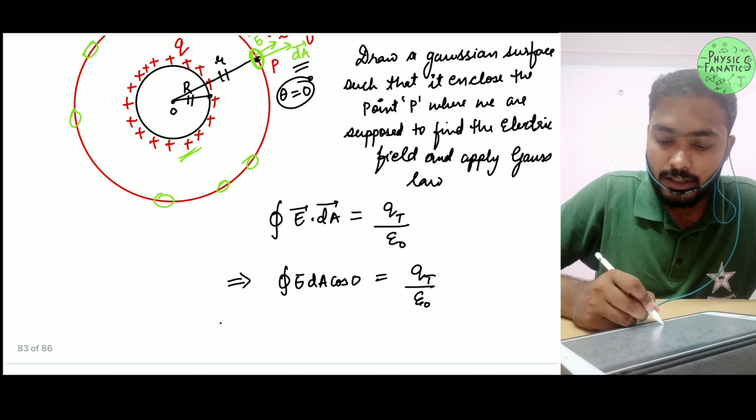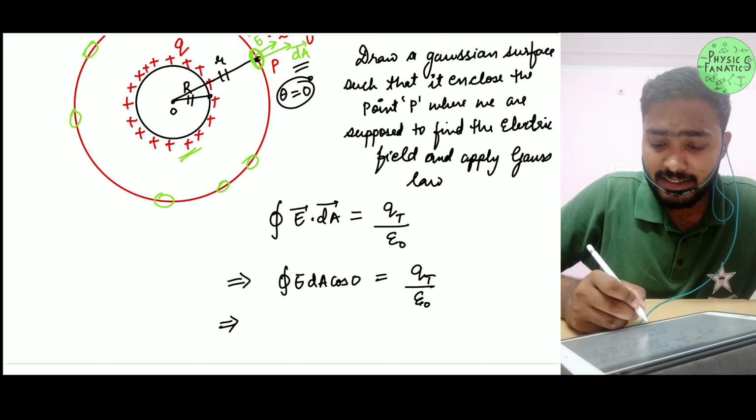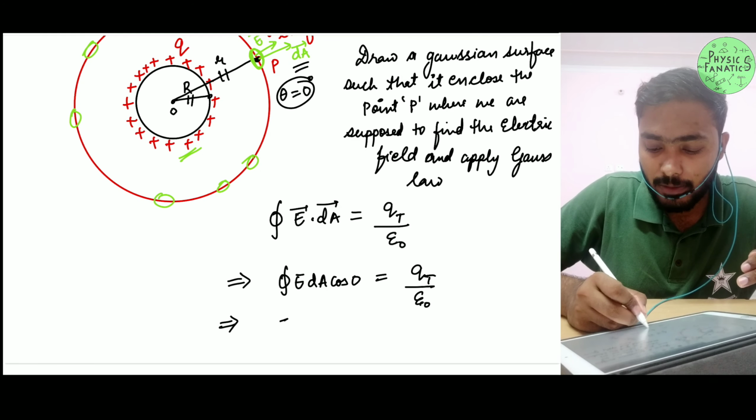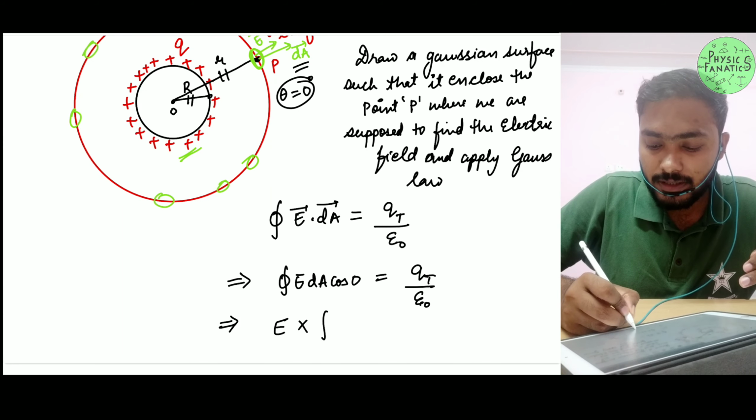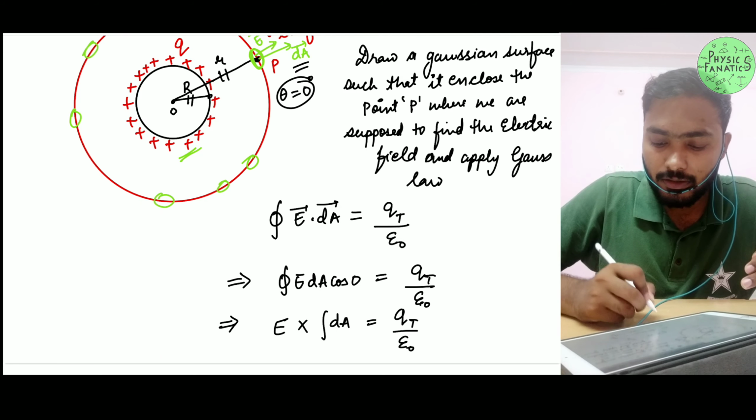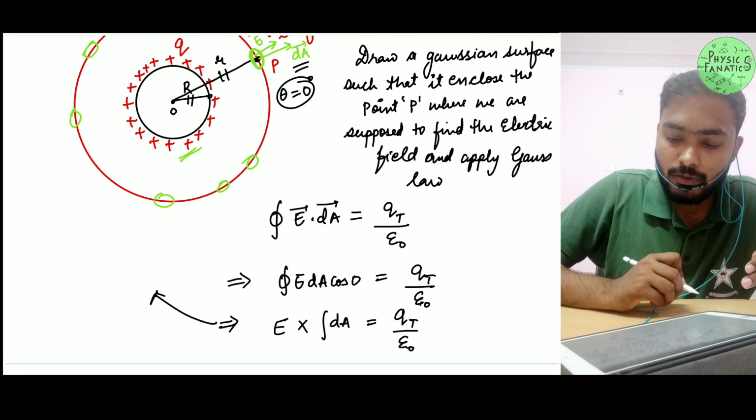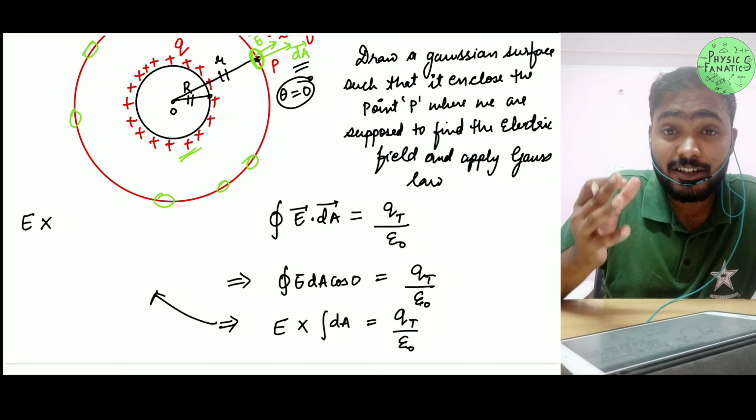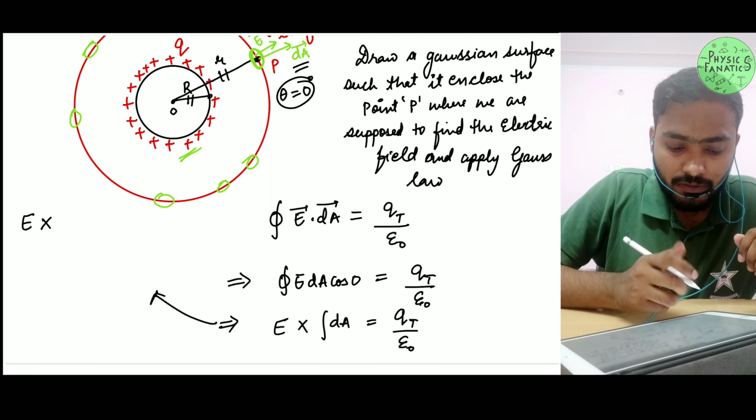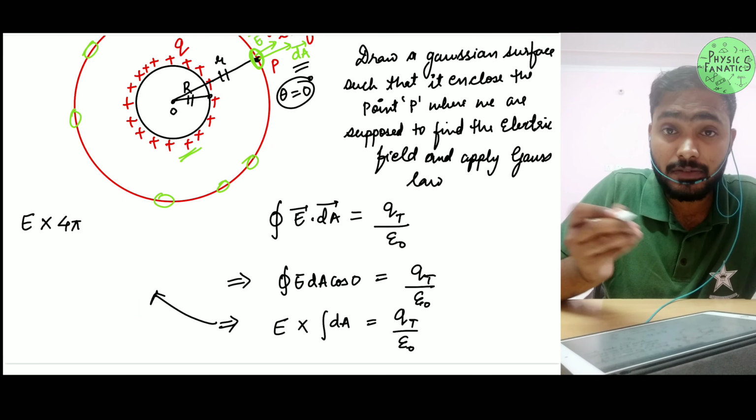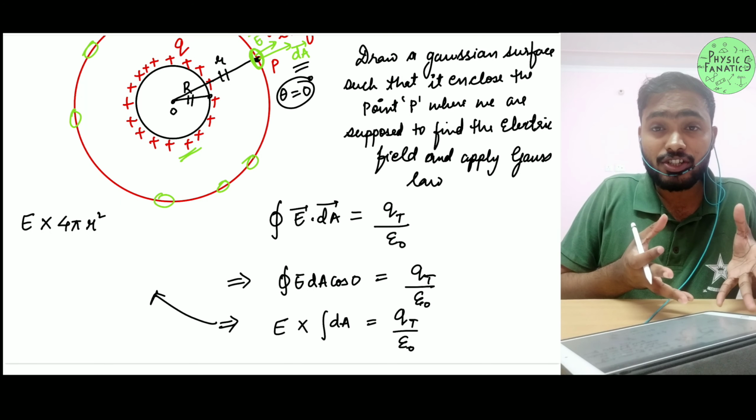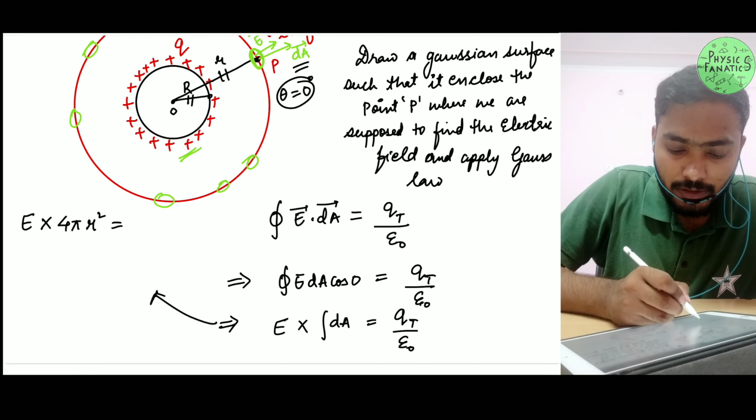Okay, great. The electric field is a constant quantity at every point on the surface, so it will come out of the integration, and you'll be left with the integration of dA, which equals Q total upon epsilon naught. Let me complete it over here. This will be the electric field multiplied by the area of the Gaussian surface. The area of the Gaussian surface is 4 pi r square, since it's a sphere. Why r square? Because I'm talking about the area of the Gaussian surface. So E times 4 pi r square equals Q.